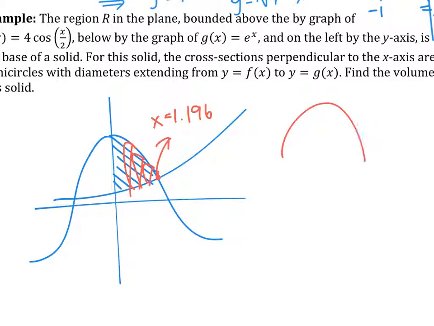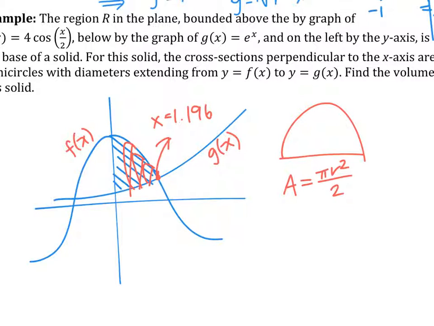Okay, and this is going to be a semicircle, right? So we need to figure out the area of a semicircle. Now, semicircle area is going to be pi r squared over 2, right? So we need to figure out how long r is. According to this graph, this is f of x, this is g of x. What is the diameter of this semicircle?